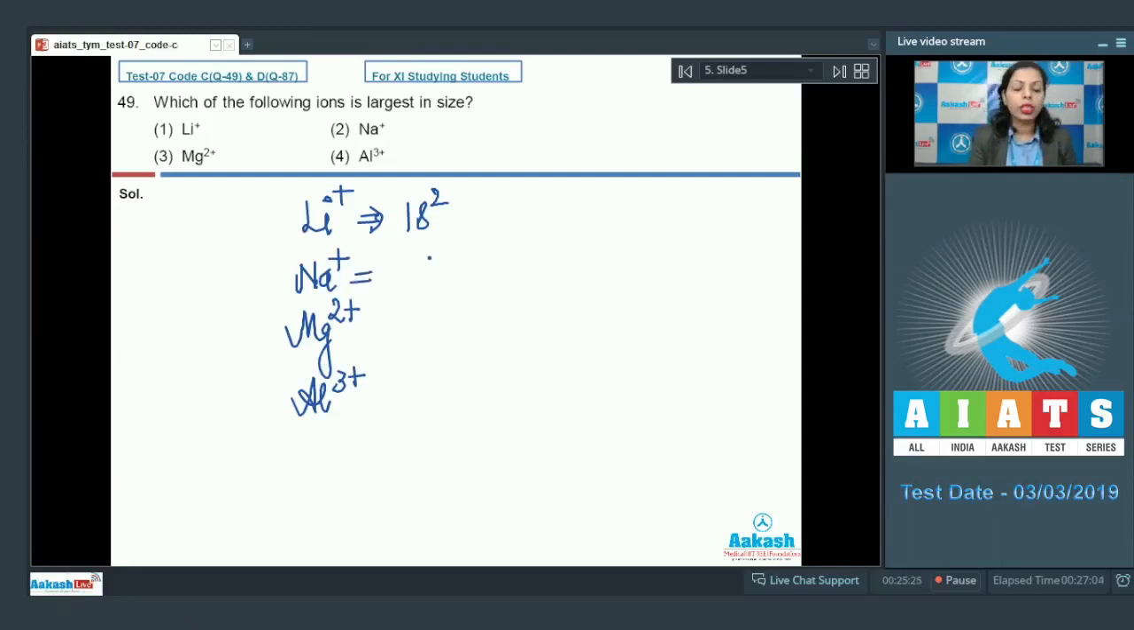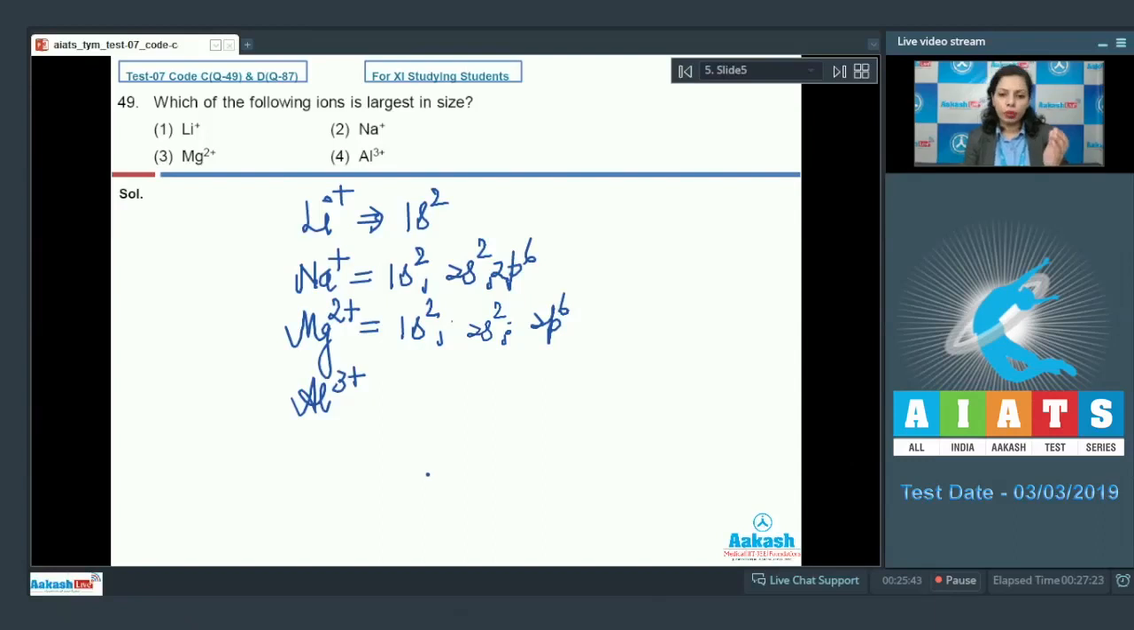If I talk about sodium, the electronic configuration is 1s2, 2s2 and 2p6. This would be the configuration for this sodium ion. Similarly, if I talk about magnesium ion, the configuration would be same for this also, because total 12 electrons are there in case of magnesium atom. If it is Mg2+, so there are total 10 electrons. So this is the configuration, and the similar configuration is there for aluminium also. It means this lithium is the smallest in size, so it cannot be the correct option. So I'm just leaving this Li plus ion.